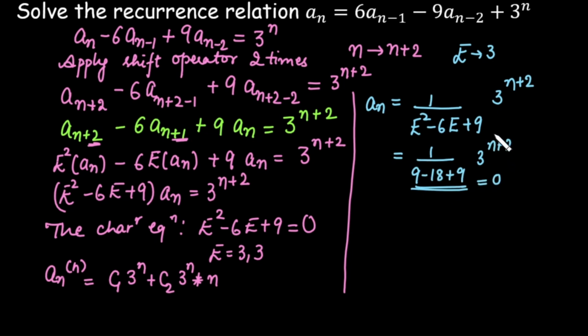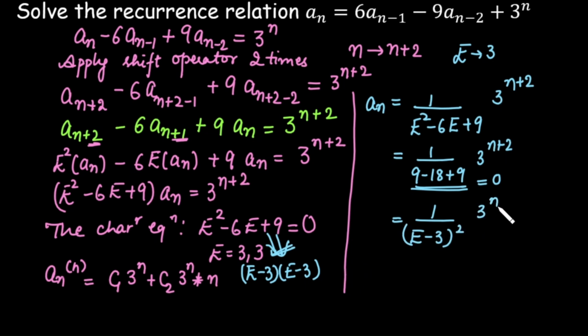So in case of failure, the first step is to write this in the form of factors. Here we know that the roots of this equation are 3, 3. It means from here we can write this as E minus 3 into E minus 3. So this equation gets converted into this form. That is, we can write this as 1 upon E minus 3 whole square, and this 3 raised to power n plus 2.